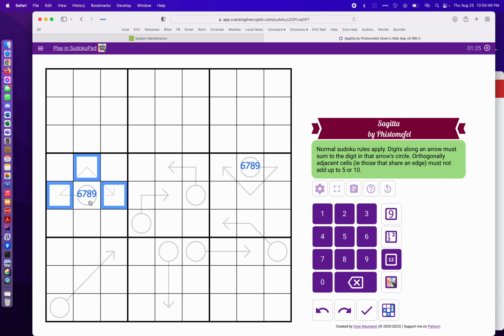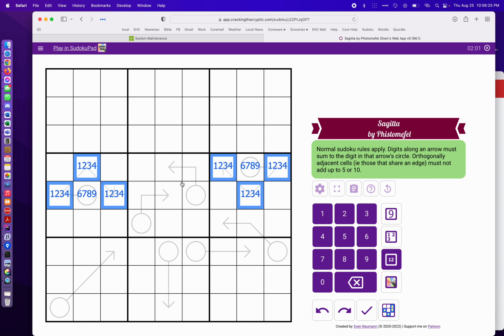So if this was 9, for instance, it couldn't have a 1 in it. So if it's 9, it'd have to be 2, 3, and 4. If it's 8, it couldn't have a 2, so it'd have to be 1, 3, and 4. If it was 7, it'd have to be 1, 2, and 4. And 6, of course, is 1, 3, and 4. So that tells me that all of these are low digits.